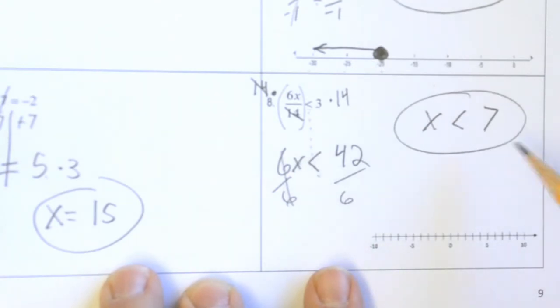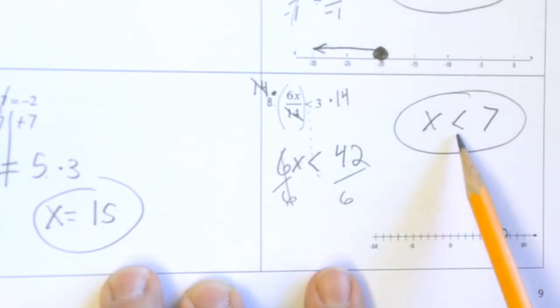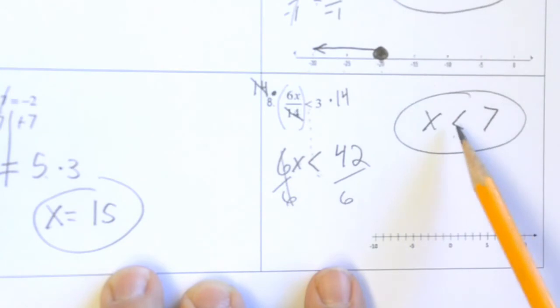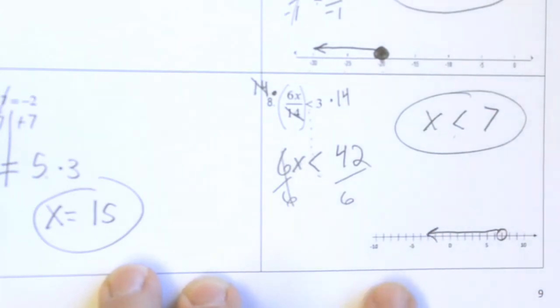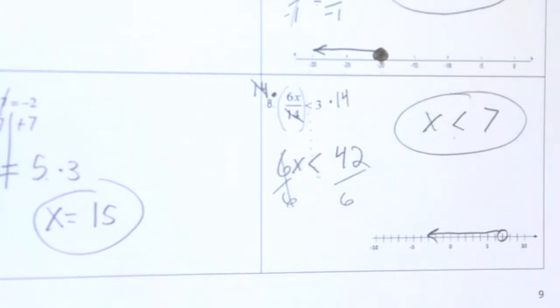Now let's graph it. Go to that number 7. Where's 7? Right here. I'm going to circle it. Is it open or closed? It is open because there's no line underneath. It is a less than sign. X is less than 7. Think about it. All these numbers to the left are less than 7. And there is number 8.